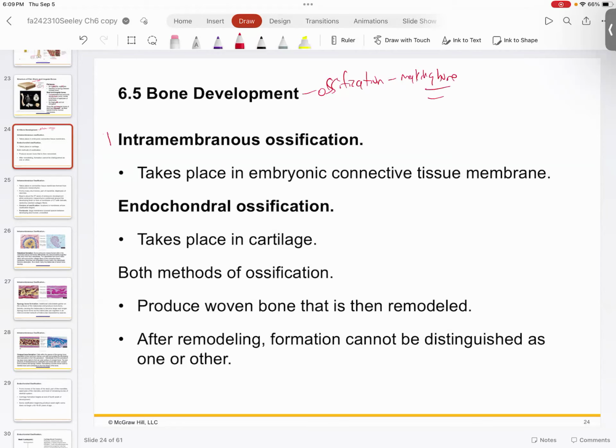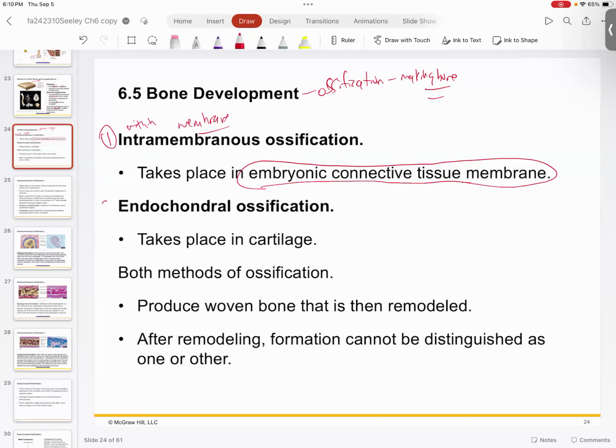So there's what's called intramembranous ossification. Basically, intramembranous ossification is an ossification process that happens inside embryonic connective tissue. Typically, it's a connective tissue membrane. So it's intramembranous, within, which basically means within the membrane. So if you have a connective tissue membrane, then intramembranous ossification happens within that connective tissue membrane.